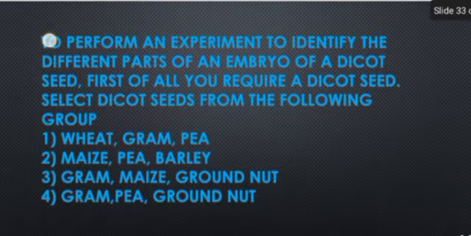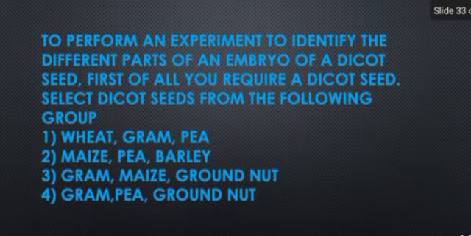And yeah, today's last question. To perform an experiment to identify the different parts of an embryo of a dicot seed, first of all, you require a dicot seed. Select a dicot seed from the following group. Out of the given options, you have to choose the correct option, which is a dicot. So before that, you should have an idea what a dicot is and what a monocot is. A dicot means the seeds which we can split into two halves, or two seed leaves, like a cashew nut, like a pistachio, right? We are able to split them into two halves. So that is called dicot.